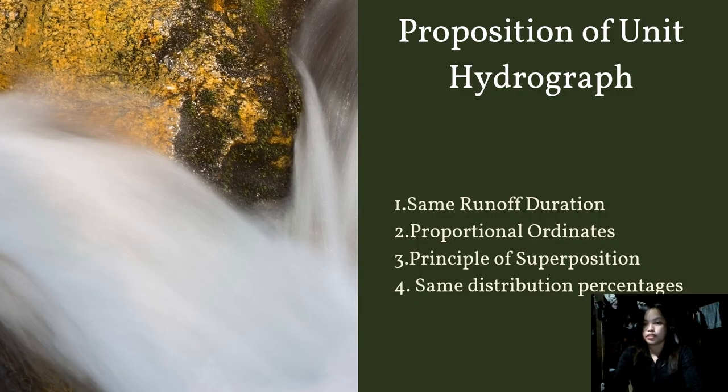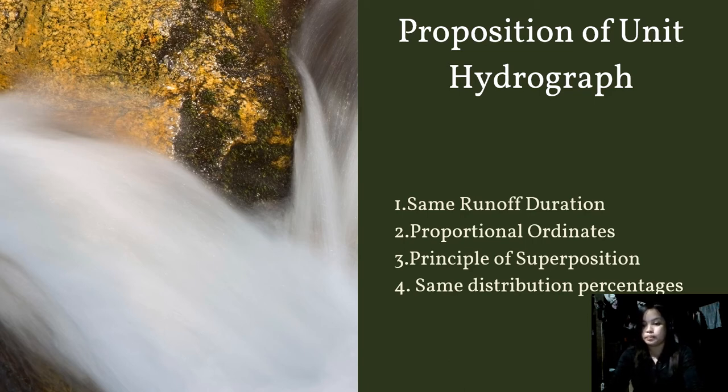So the propositions of the unit hydrograph. First is the same runoff duration. So in time base, the base width or base period is approximately the same. The second one is the proportional ordinates. So the ordinates of the hydrograph at any given time are in the same proportion as the rainfall intensities.